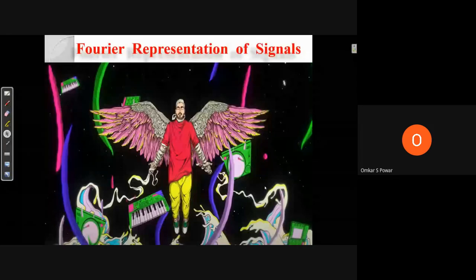Okay, so having said that, let me begin today's chapter on Fourier representation of signals. So you have a signal x of t, you can represent it in terms of Fourier or Z or Laplace, but here we will see the Fourier representation. Fourier representation means Fourier series or Fourier transform. Where do we use this Fourier series and where do we use this Fourier transform?